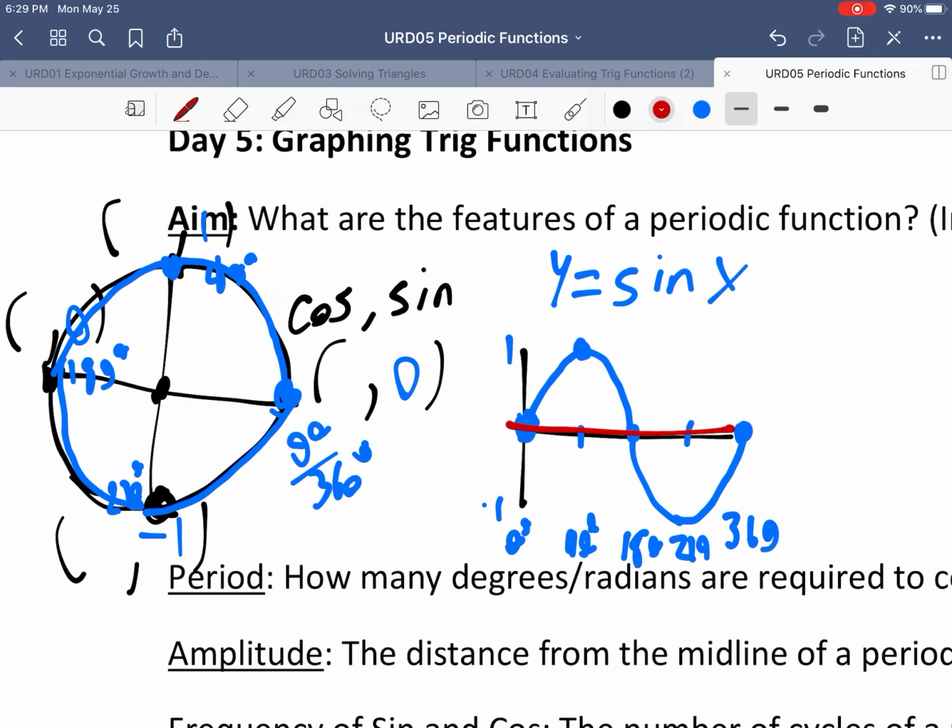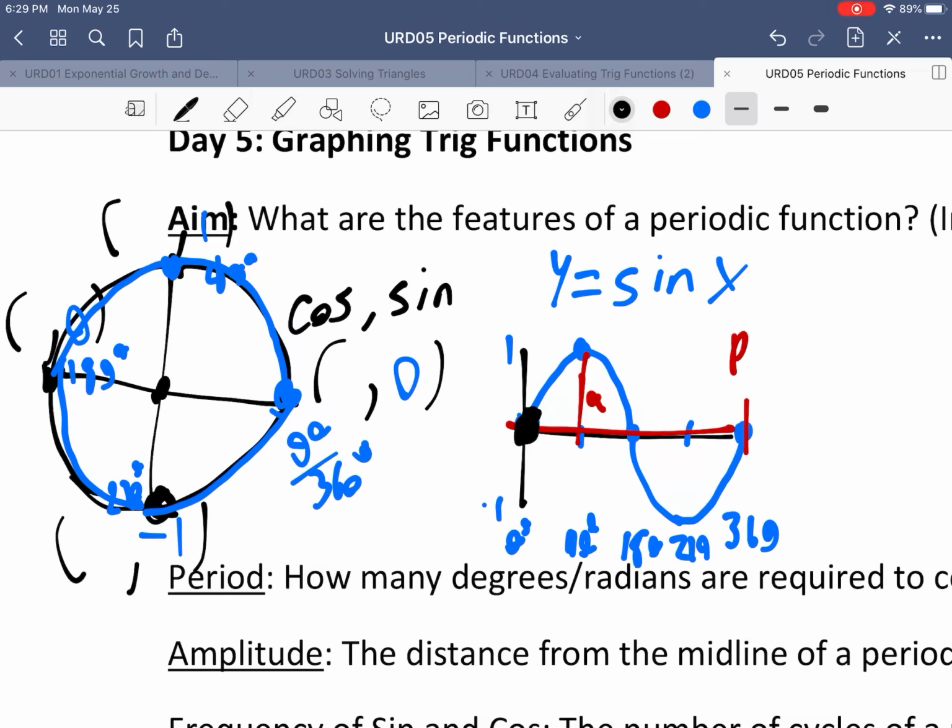It'll return to 0. This section in the middle is called the midline. The distance from the middle to the top is called the amplitude. Where the graph finishes is called the period, and the number of times the graph completes the cycle in 360 degrees, or in a period, is the frequency. We'll get into more of the specifics in a moment. So that's where the sine curve comes from.